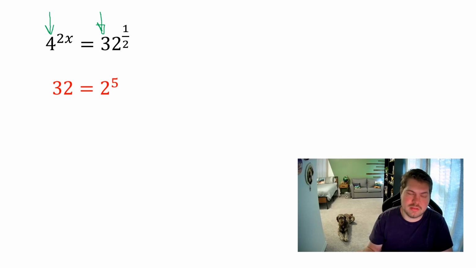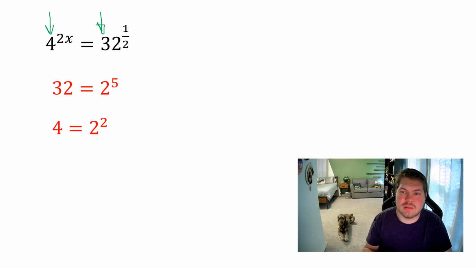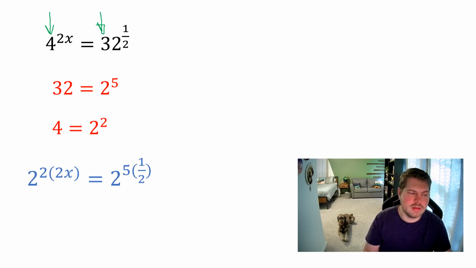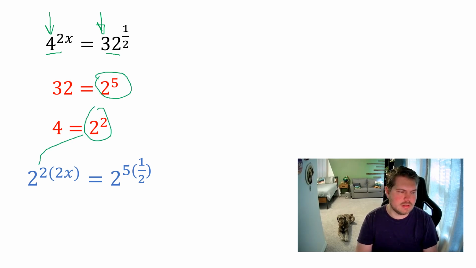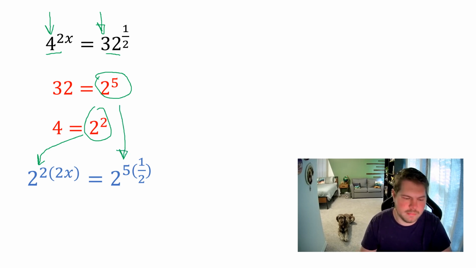We can do 2 to the power of 5. And then 4 also can be 2 to the power of 2. So we can just change the left and the right to be 2's, but the left is 2 to the power of 2 times the exponent that was already there, and then 2 to the power of 5 times the exponent that was already there. So again, you're just trying to see, how can I make these things the exact same? And in this case, it's 2 to the power of 5 and 2 to the power of 2. And so you put those here in place of the 32 and the 4.